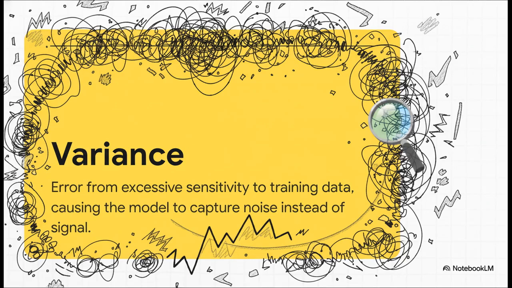Now, on the other end of that seesaw, we have variance. This error comes from a model that's the complete opposite. It's too sensitive. It pays attention to every tiny little detail in the training data. So it doesn't just learn the real signal, it ends up memorizing all the random noise, too. And that makes it incredibly unstable and unpredictable when it finally sees new data.